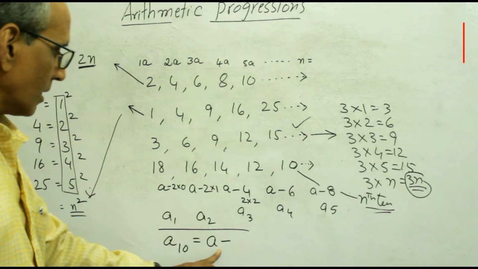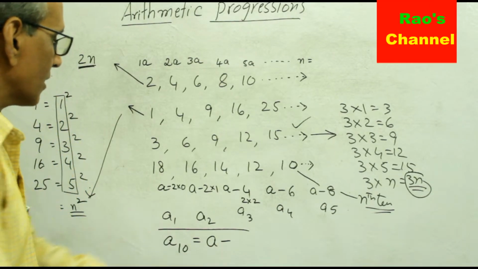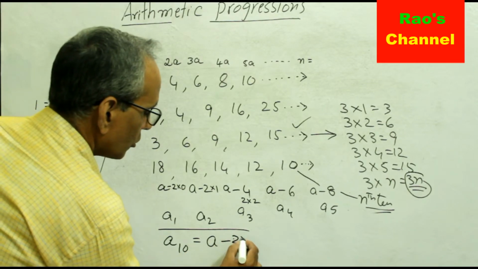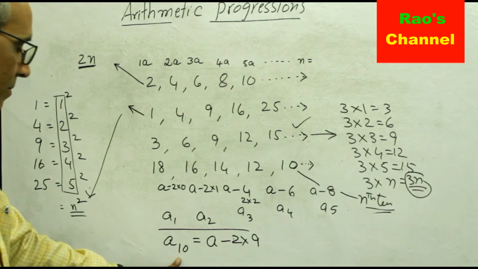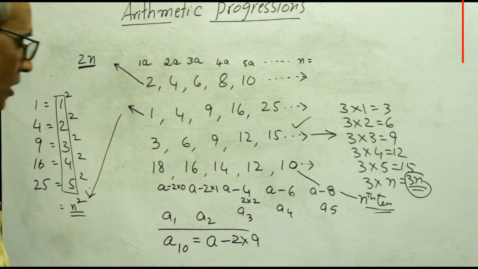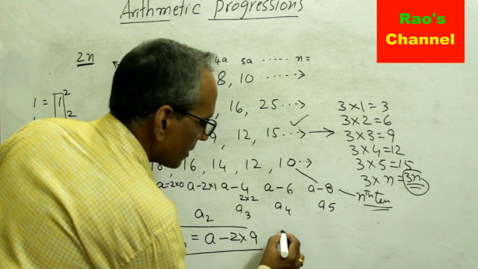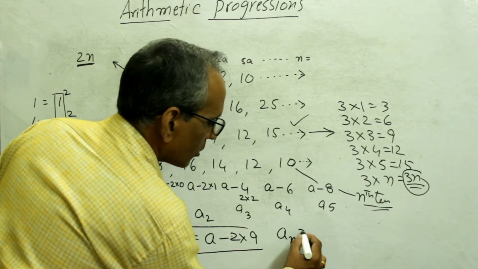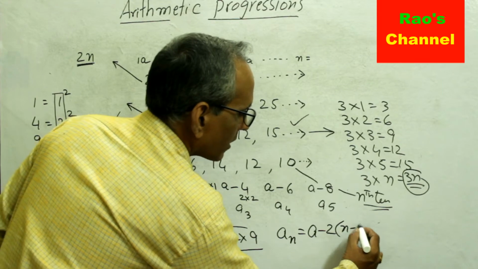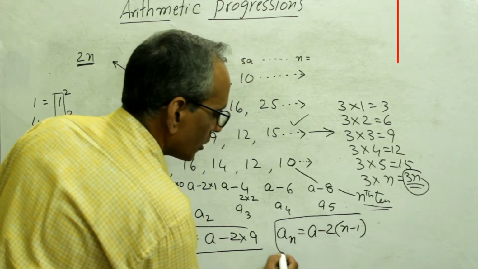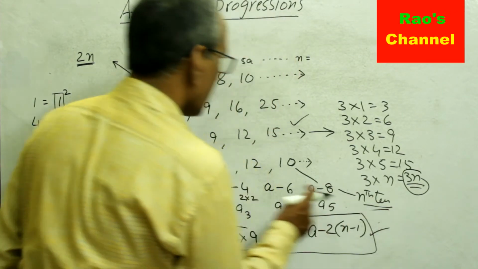The 10th term, that is A minus 2 into 9, that is n minus 1, for the 10th term. Now, the general term of the series, An, is equal to A minus 2 of n minus 1. Okay, this is the general term to find any member in the series.